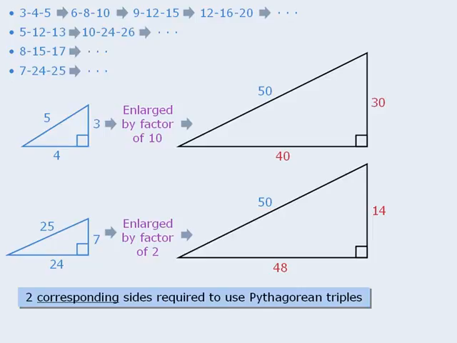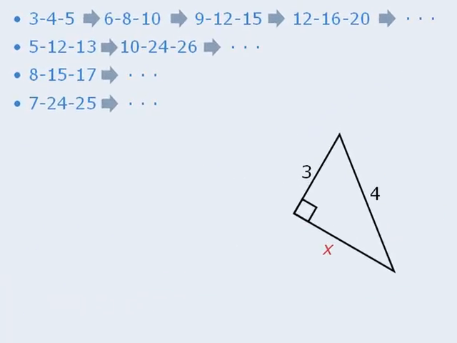Now, before we examine one more example, please notice that the word corresponding here is underlined. The reason for this is that it is not enough to simply have 2 sides before reaping the benefits of Pythagorean triples. Those 2 sides must be corresponding sides. Here's what I mean. Here we have a right triangle, and the 2 given sides have length 3 and 4. At this point, we might assume that we have a 3, 4, 5 right triangle here, in which case the length of the missing side must be 5.